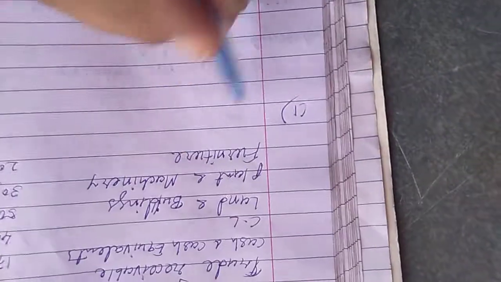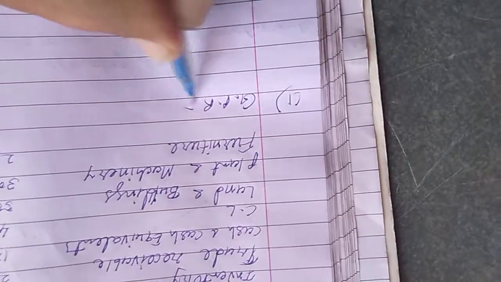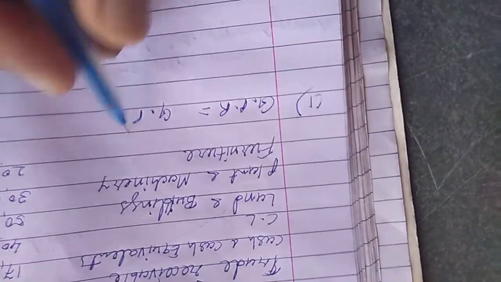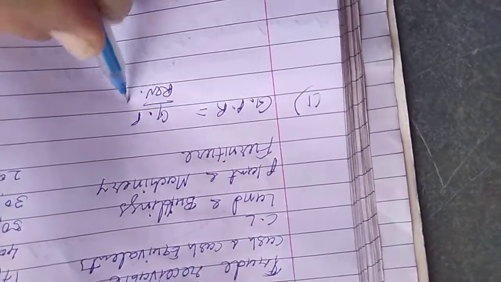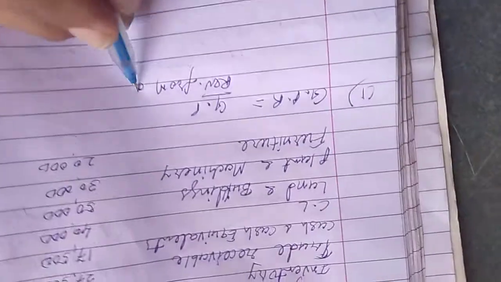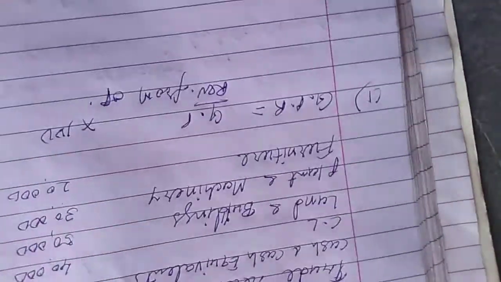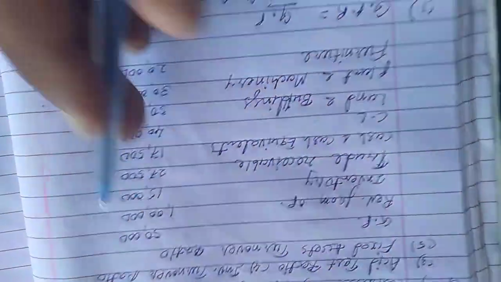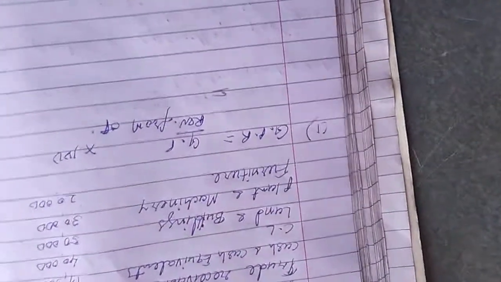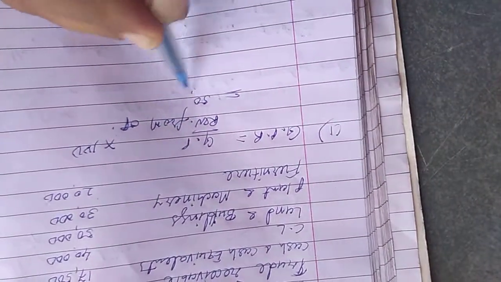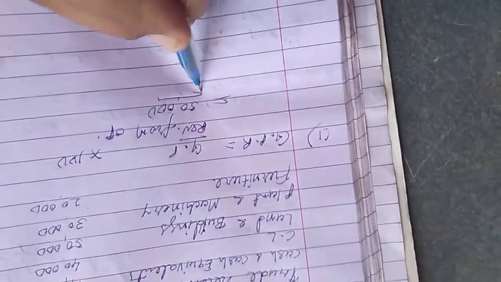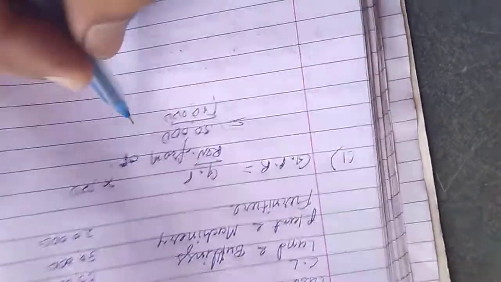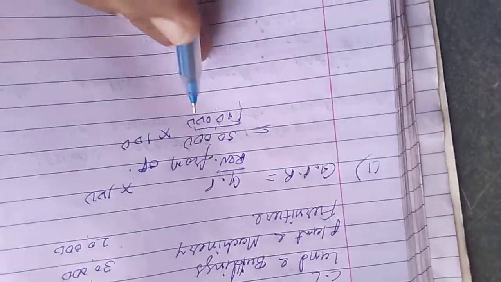You know the formula of gross profit ratio. Gross profit ratio is equal to gross profit upon revenue from operation into 100. Here gross profit is already given, 50,000. In place of GP we write 50,000. Revenue from operation is also given, 1 lakh. So 50,000 upon 1 lakh into 100.